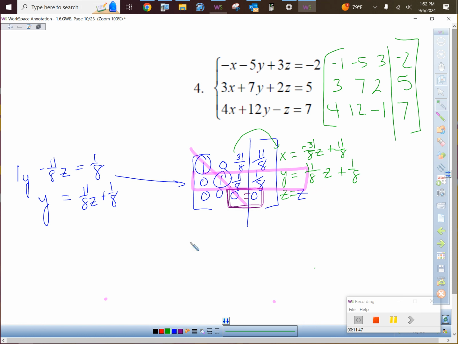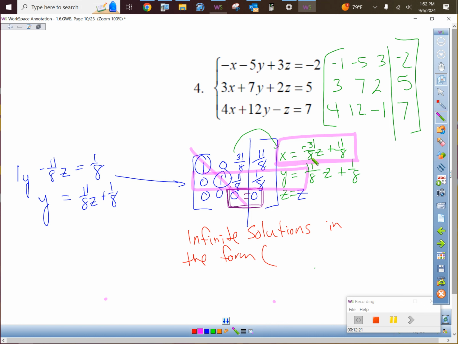So our final answer will be infinite solutions in the form, and this is why I wrote that up here, because I want to write an ordered triple in terms of z. Everything in here is just going to have z's. No more x's, no more y's. But in the x position, are you down with the fact that x equals negative 31/8 z plus 11/8? So that's what goes here, negative 31/8 z plus 11/8. That's what x equaled. y totally equaled 11/8 z plus 1/8. That's what y equals right here.